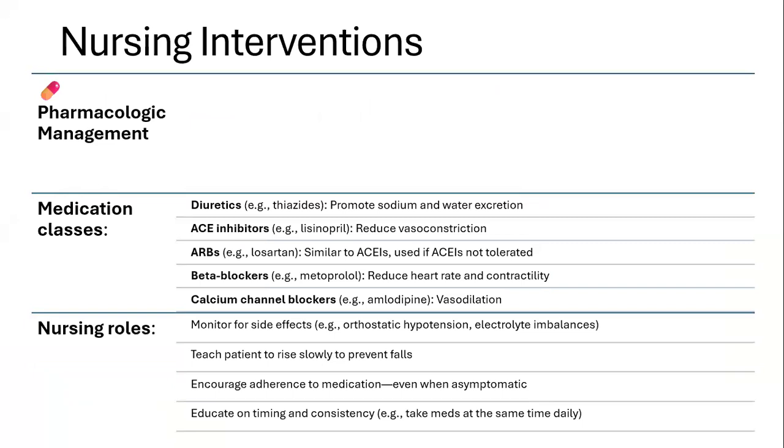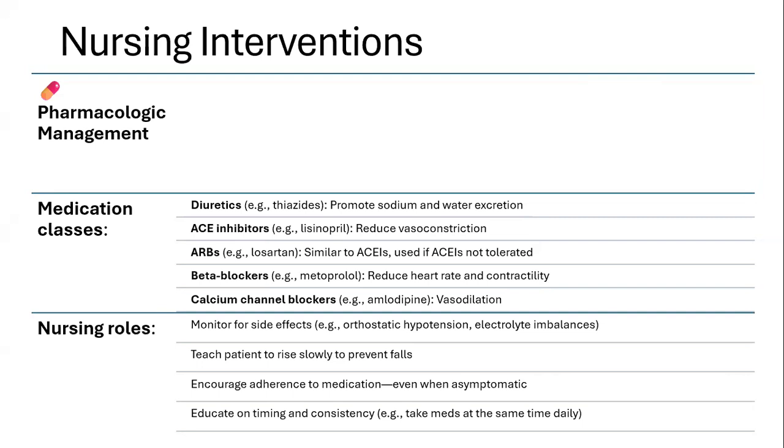Okay. Once we have assessed the patient, identified the nursing diagnosis, and set clear goals, it is time to implement effective nursing interventions. These actions will help control blood pressure, promote patient understanding, and also prevent complications. Here are the key nursing interventions for managing hypertension. The first one is pharmacologic management.